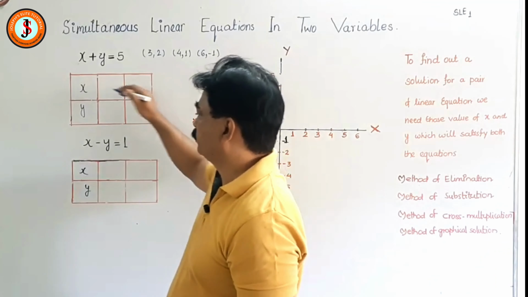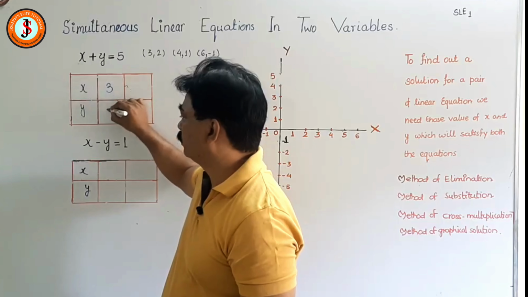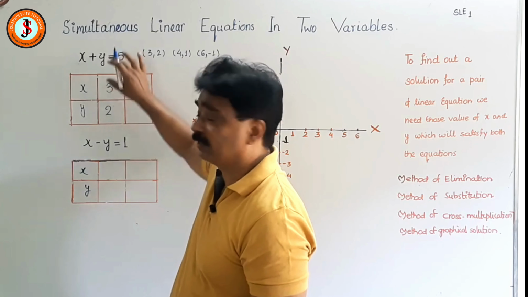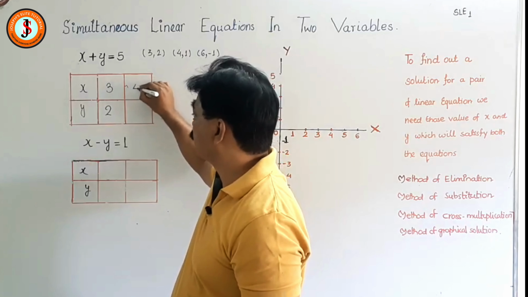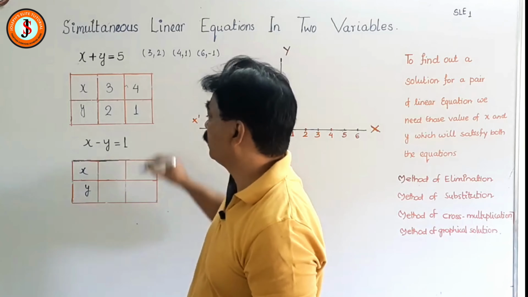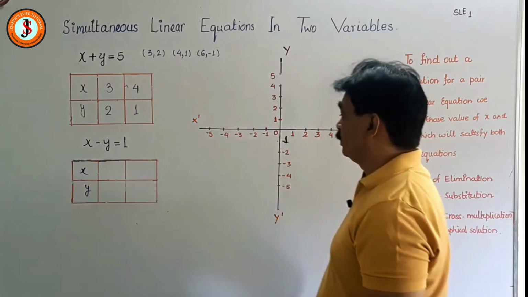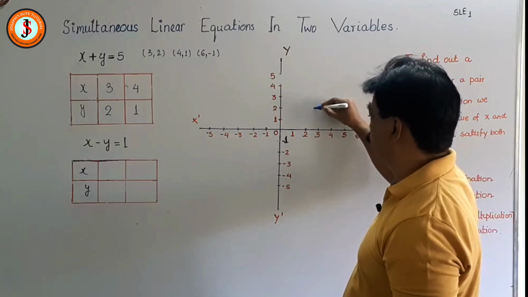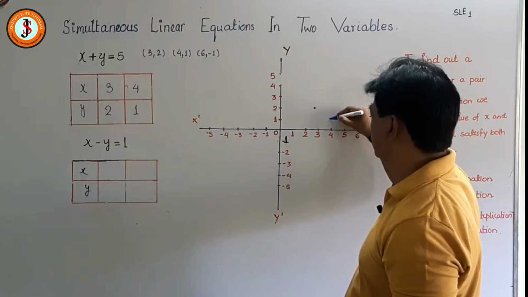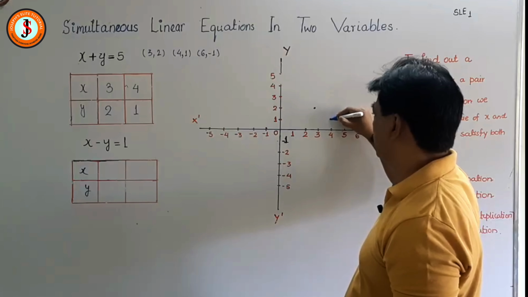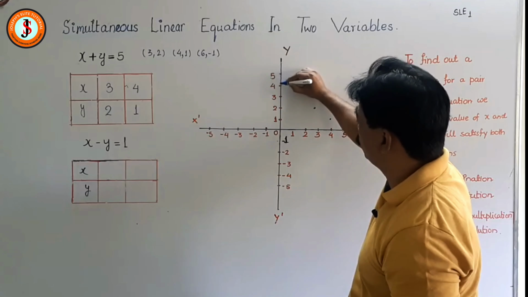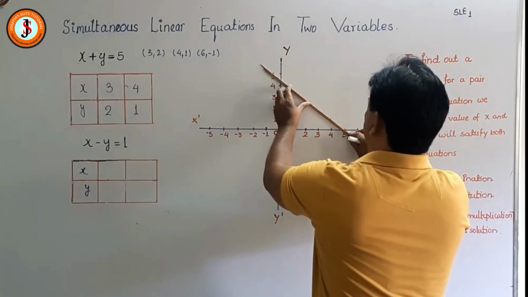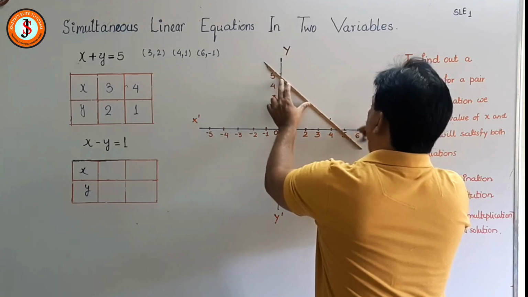So suppose I try to frame up a box and try to get points like this, where the values of x and y will satisfy this equation, and we come to this type of situation. Now I plot this on a graph. X is equal to 3 and y is equal to 2, and x is equal to 4 and y is equal to 1, and we use a scale and make a straight line joining these points.